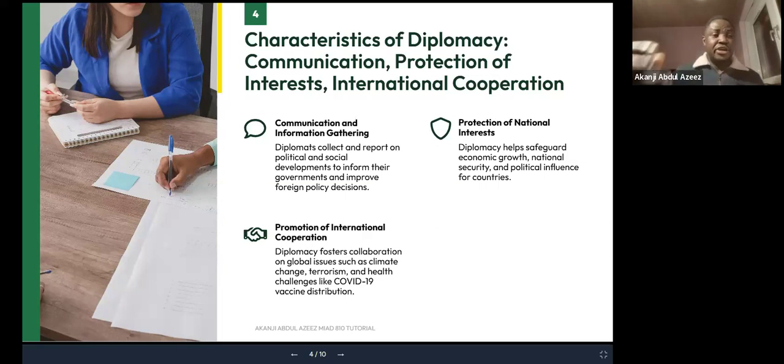Listen, because as a diplomat, you are like an envoy, a representative of your country. So when you go there, you uphold the national interest of your country. Understand? You don't go there to protect it only. You go there to protect and promote it.